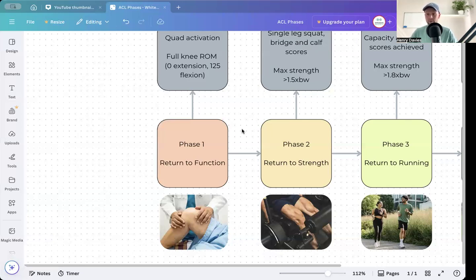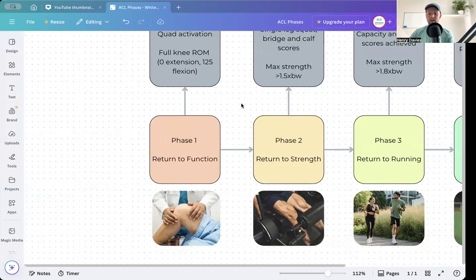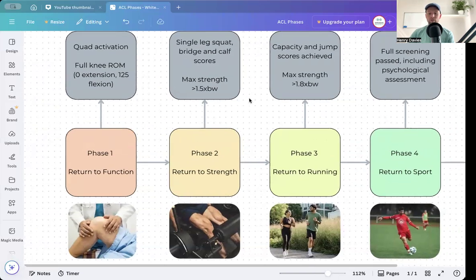But with the right management and making sure you're doing things in a safe and effective way, you're going to be in a much better position to thrive in this phase. So those are short-term goals, at least. Now, once you've passed phase two, we've got return to strength.